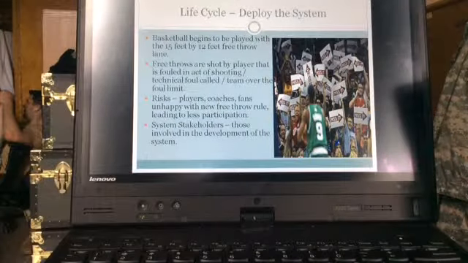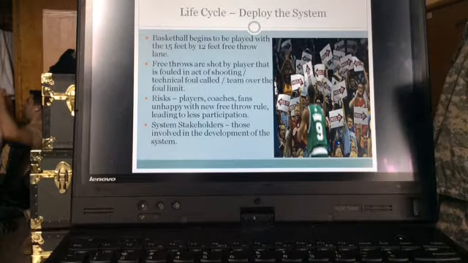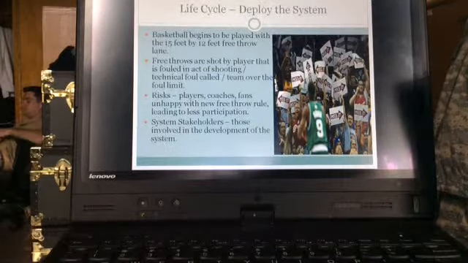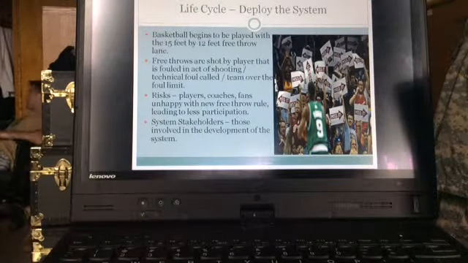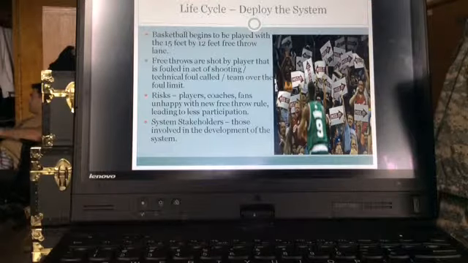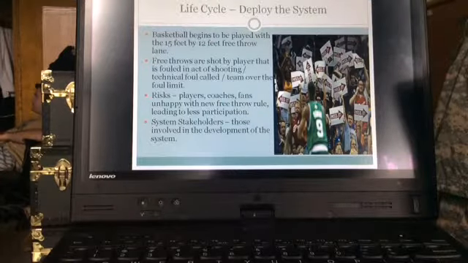Now once the free throw line was painted onto the basketball court, we would start to deploy the system of the free throw. Once Dr. James Naismith cemented the free throw rules into the basketball rulebook, and designers had finally completed the design of the free throw lane into the basketball court, slowly players would start to begin playing basketball under these new rules.